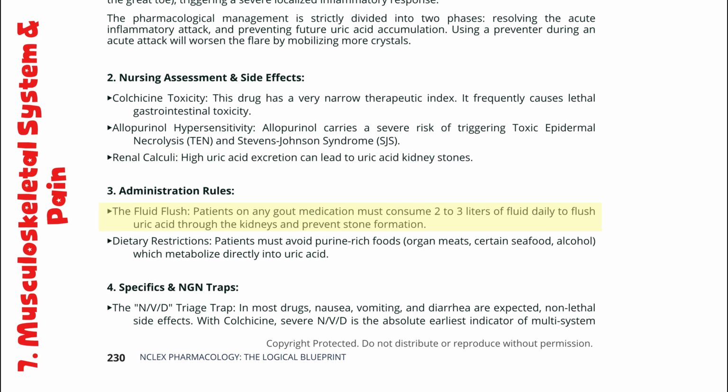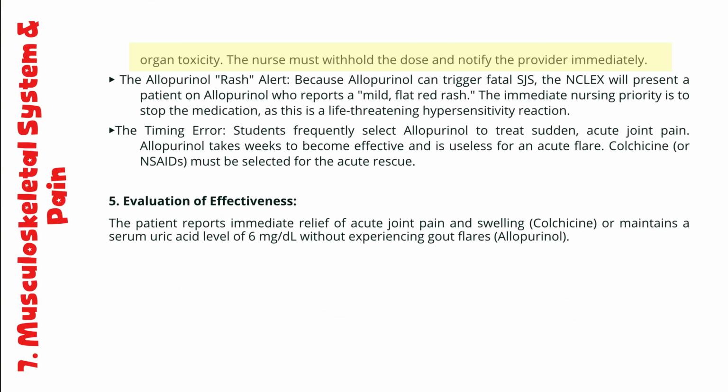Push 2 to 3 liters of fluid daily to flush uric acid. Avoid purine-rich foods, organ meats, certain seafood, alcohol. On colchicine, severe nausea, vomiting, and diarrhea isn't a normal side effect. It's the earliest sign of multi-system toxicity. Hold the dose and notify the provider.